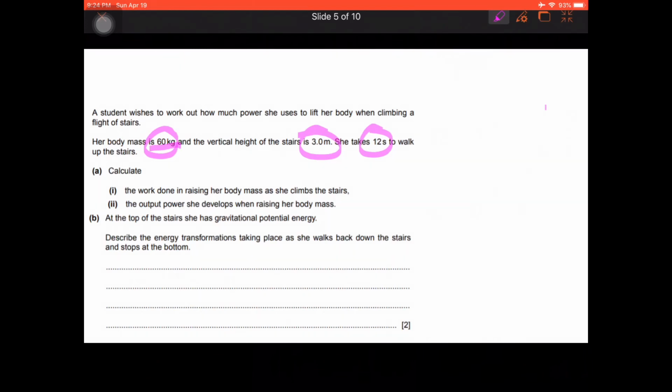So all the given are in their proper SI units. No need for conversion. Calculate the work done in raising her body mass as she climbs the stairs and the output power she develops when raising her body mass. So here we need work done, which is work done against gravity. Therefore, work is equal to mgh, where mg is the force. And then output power, the power formula that we need, is equal to work divided by time.